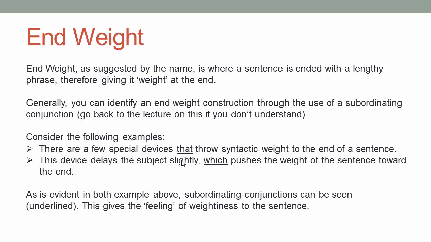There are a few special devices that throw syntactic weight to the end of a sentence. This device delays the subject slightly, which pushes the weight of the sentence towards the end. As is evident in both examples above, subordinating conjunctions can be seen underlined. This gives a feeling of weightiness to the sentence.